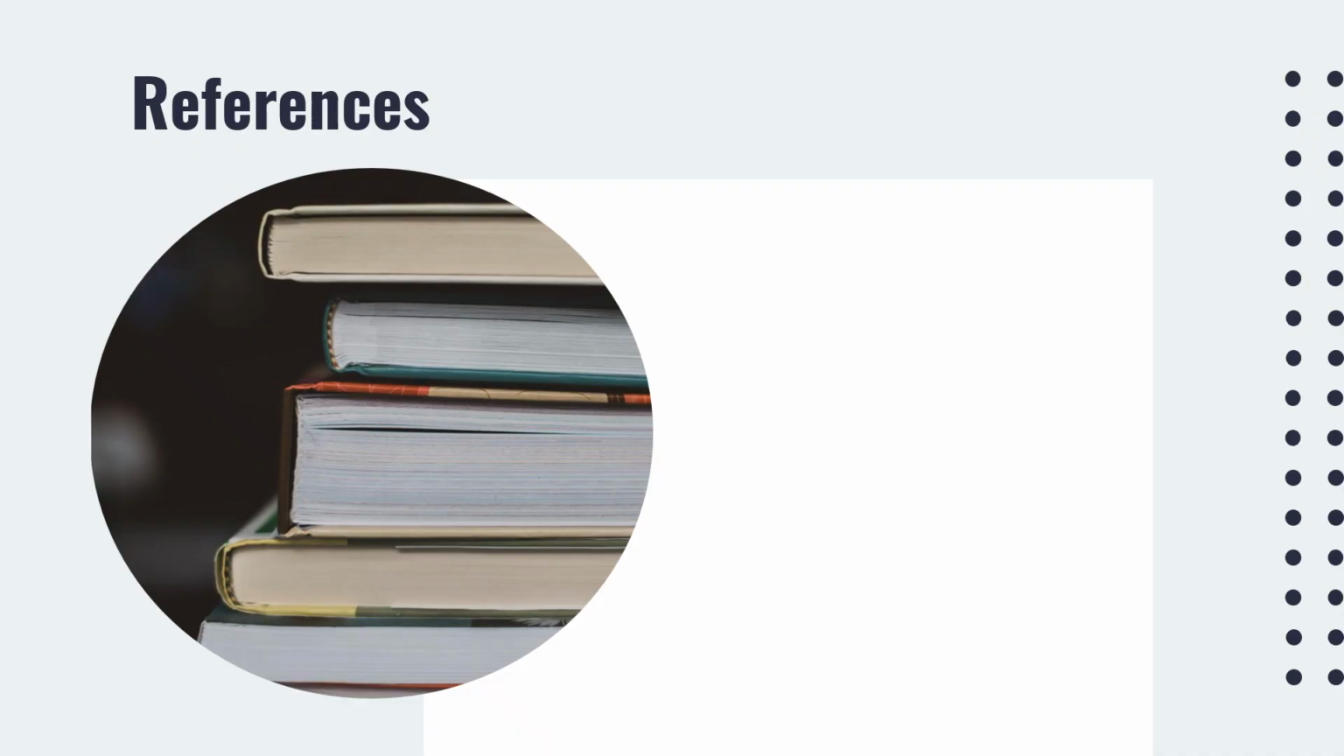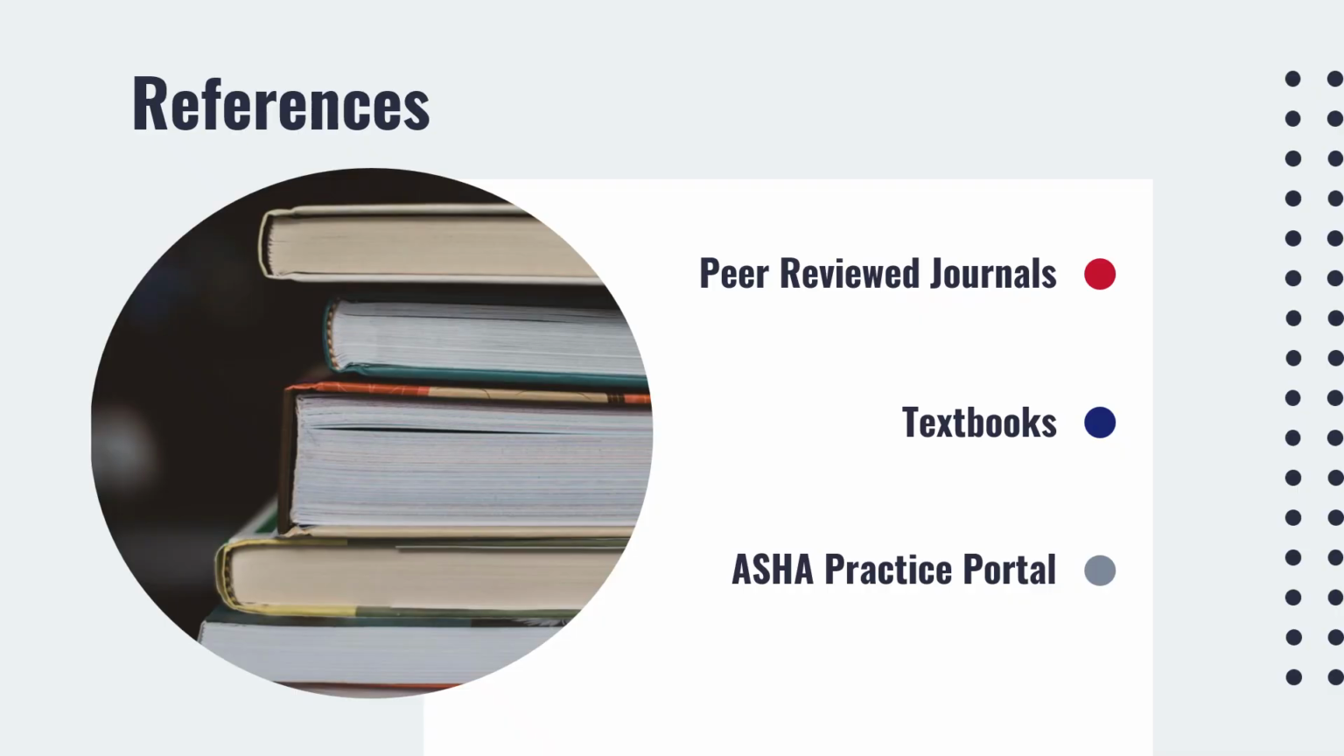One of the most common types of references is peer-reviewed journals. The ASHA or AAA journals are a great place to start looking, but there are many more journals in our fields and related fields. You can also use current edition textbooks as a source. And another excellent option is the ASHA Practice Portal. Not only is it a great source of information itself, but it also lists numerous references for you to review.